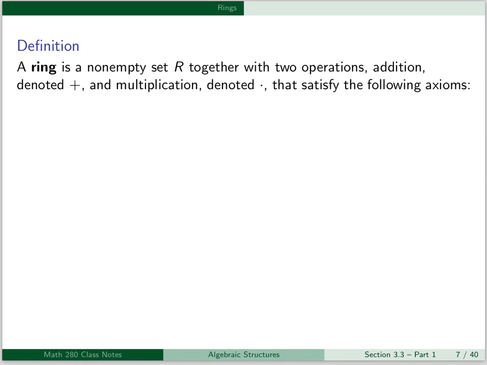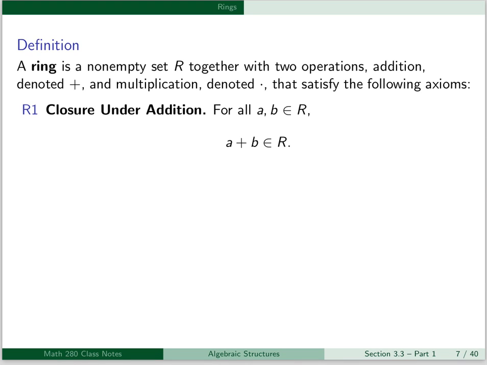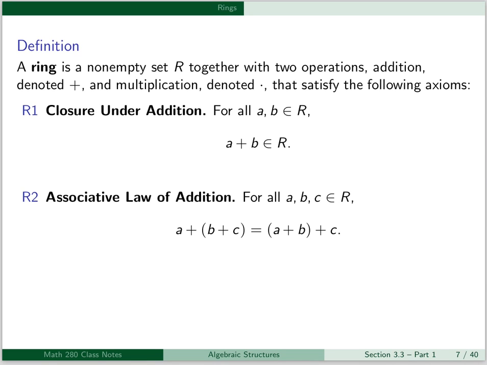So a ring is a non-empty set R together with two operations, addition, which is denoted with our usual plus sign, and multiplication, which is denoted with a dot, that satisfy the following axioms. The first is closure under addition, and we'll denote this by R1, and this says for all a, b in R, a plus b is in R. The second axiom, R2, is the associative law of addition.